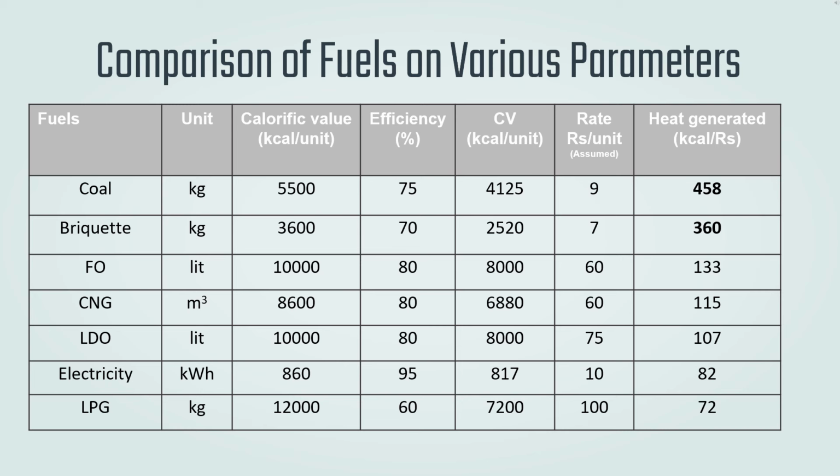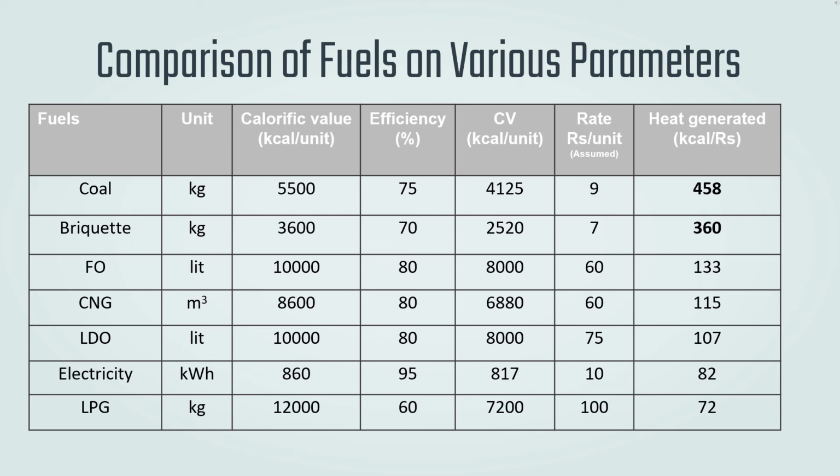kilocalories per rupee. The next one is CNG, and it has a calorific value of 8600 and an efficiency of 80%. It gives us an effective calorific value of 6880, and if the rate is 60 rupees per cubic meter, then the heat generated through it is 115 kilocalories per rupee. The next one is LDO, which is light diesel oil, and it has a calorific value of 10,000 and an efficiency of 80%, and we get an effective calorific value of 8,000, and if it has a rate of 75 rupees per unit, then the heat generated through it is 107 kilocalories per rupee.